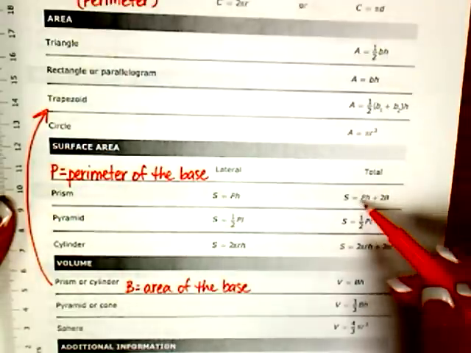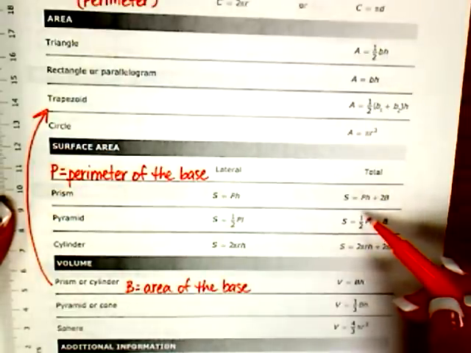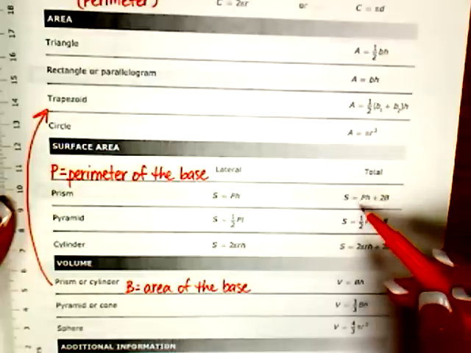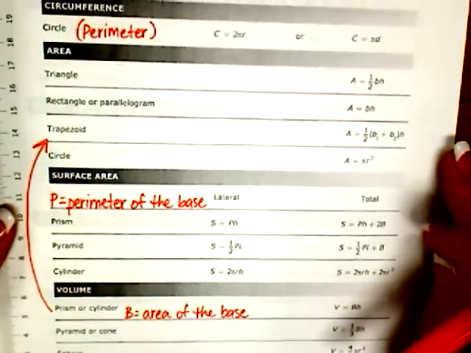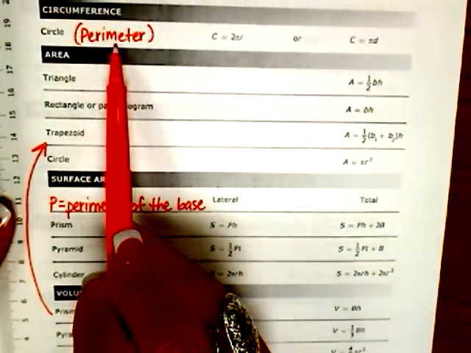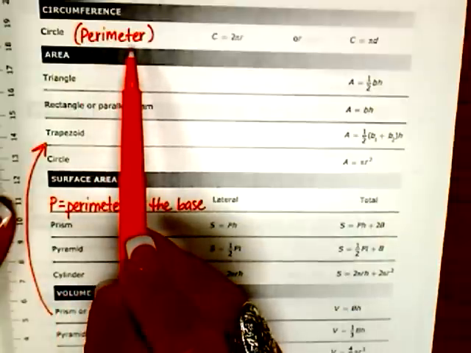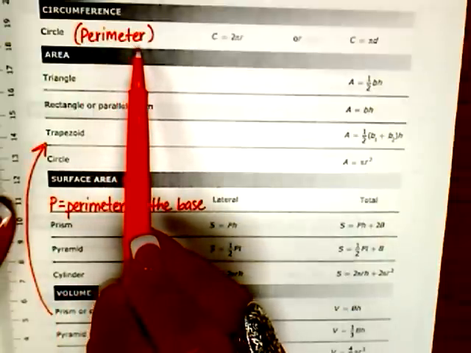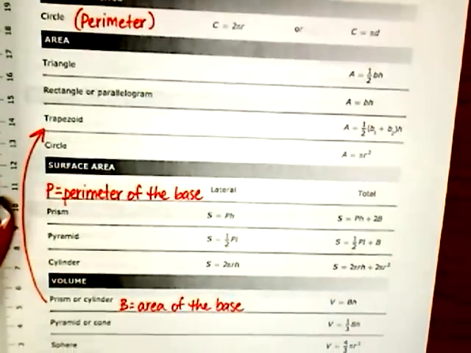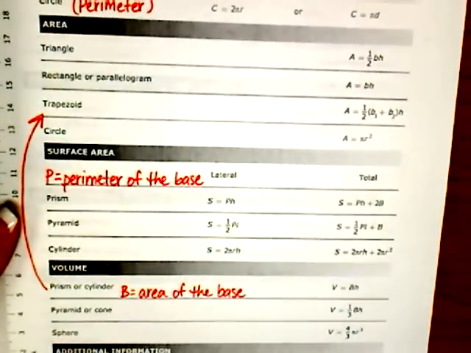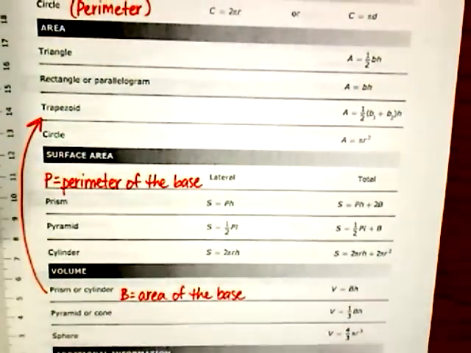Again, what you're looking at when you have big P is that you identify the shape of the base, and then you find the perimeter of it and substitute that number in for big P. Now please remember that when you go up here to circumference, circumference is just a fancy name for the perimeter of a circle. Okay, so right now that's all we're going to do with our formula chart. So if you would please set this aside and get out your worksheet.